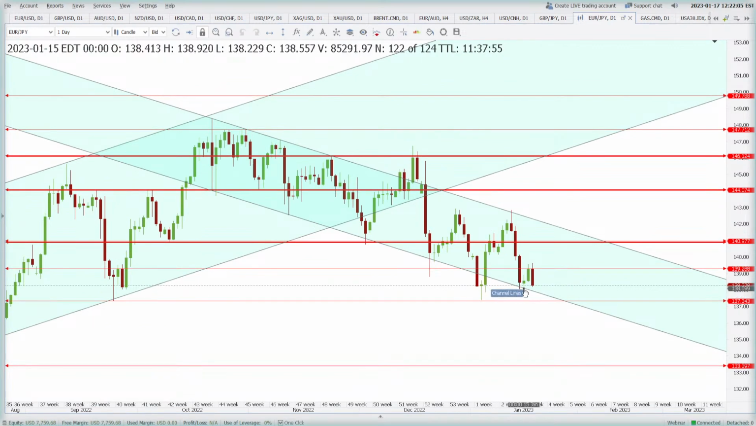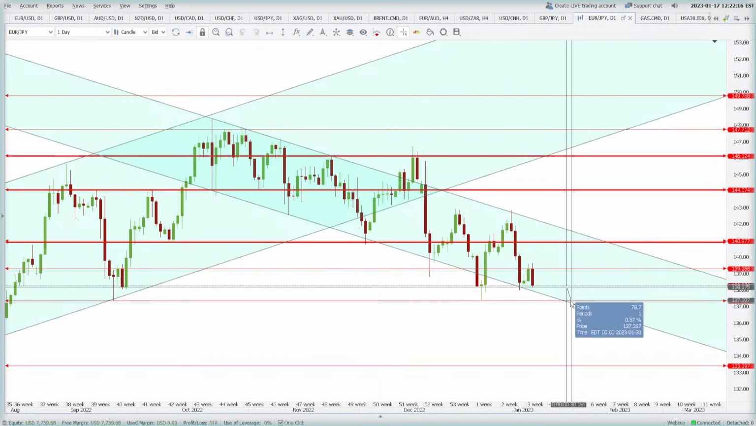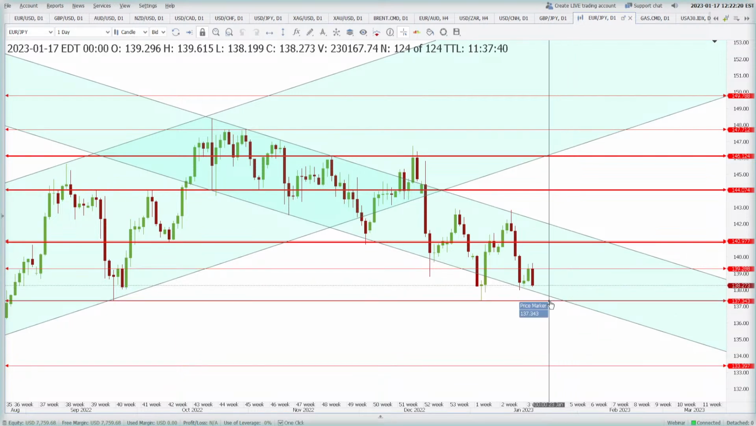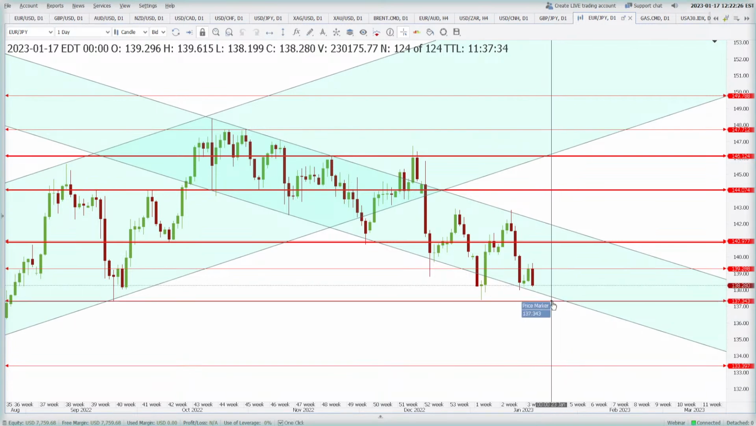Now the problem is that it is very close to the support of 137.34 also. Even if we open a sell order, it will not be a very good risk to reward ratio. At the current levels, 154 is the stop loss, 83 is the take profit, because this is the minimum or the lowest hanging fruit which we are going to take. But I don't think that it's a good idea to go short here and book profits here.